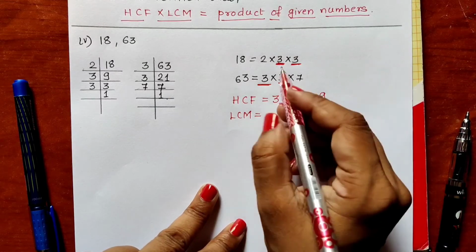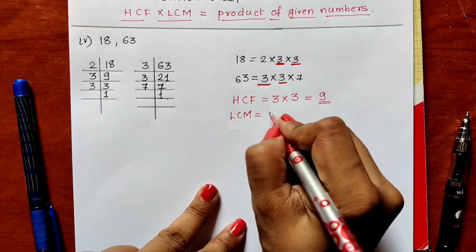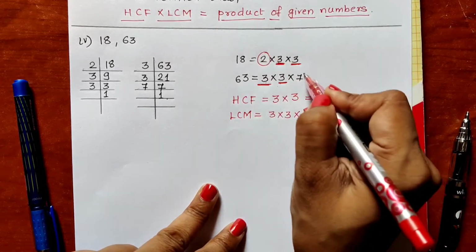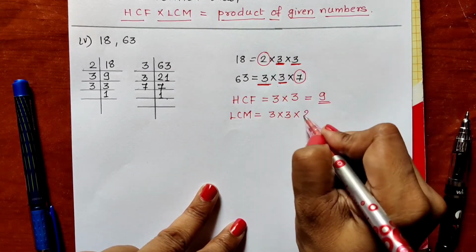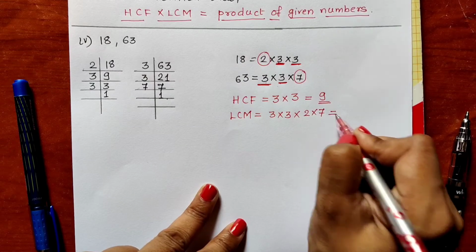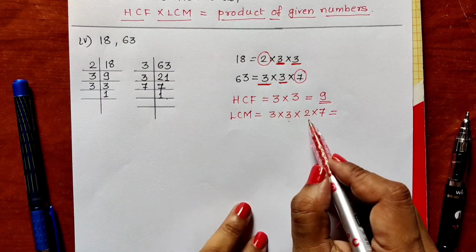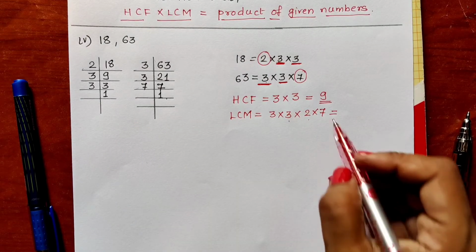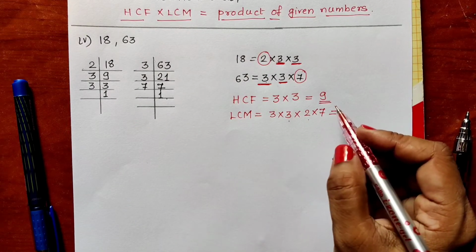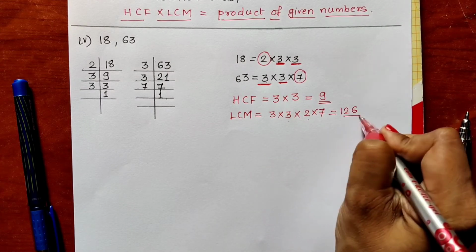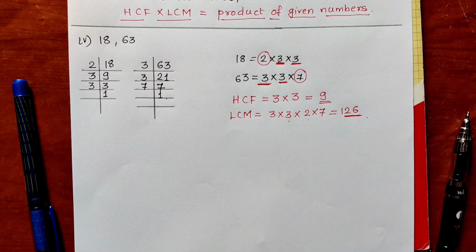Now let us write the LCM. In LCM we have to write these common factors 3 and 3. And then we will be writing these remaining factors which are non-common factors, 2 multiplied by 7. So what we will be getting? 3 3s are 9. 9 2s are 18. And 18 7s are 126. So in this way we have got SCF also and LCM also.